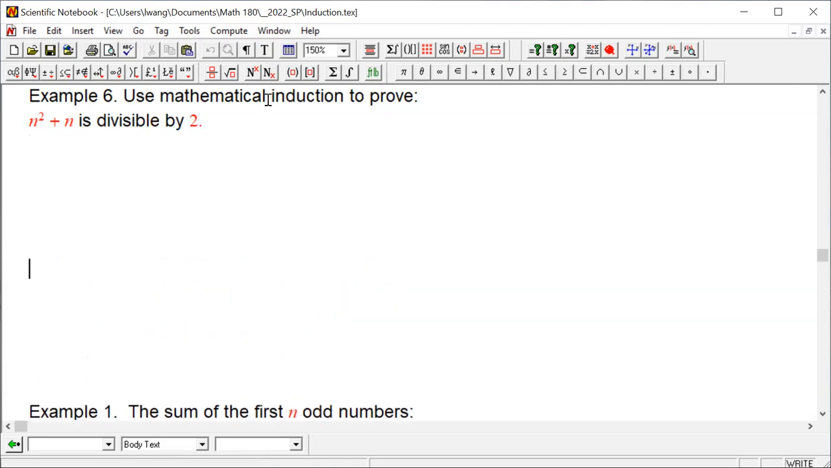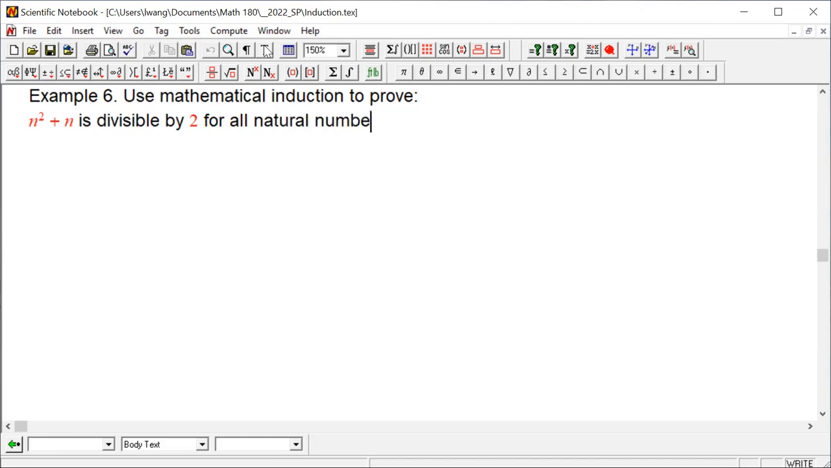Okay, so first we need to explain what is divisible. Of course we want this to be proved for all natural numbers n, i.e. we want this to be proved for n equals 1, 2, 3, 4, etc. So first we're going to talk about what is divisibility. What does it mean to be divisible by 2?